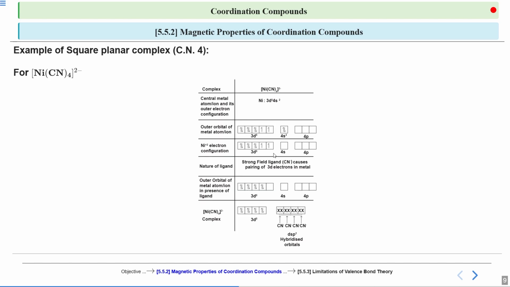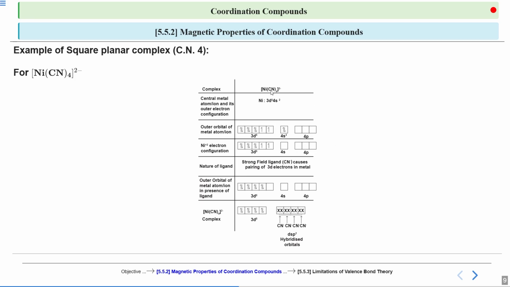For nickel here, the oxidation state is +2. So nickel in the +2 state will have this arrangement, where it releases two electrons from the outermost orbital. From the 4s2 orbital, it releases two electrons in the +2 state, and the 3d8 configuration remains as it is, with two unpaired electrons. The 4s becomes 0 and 4p is 0.